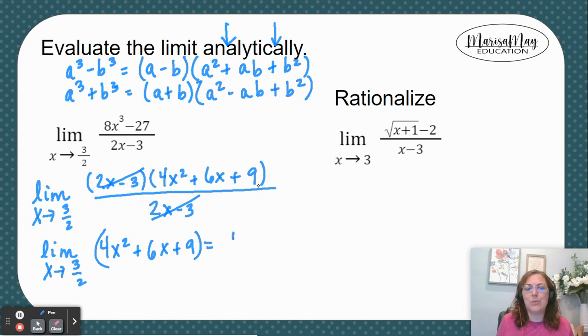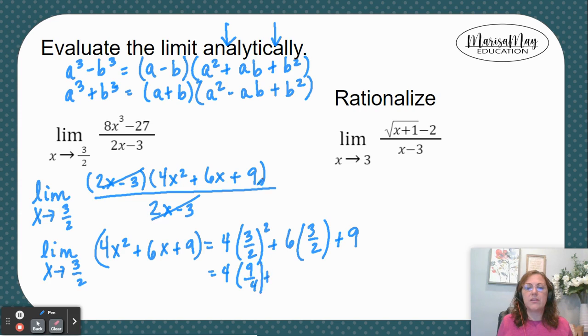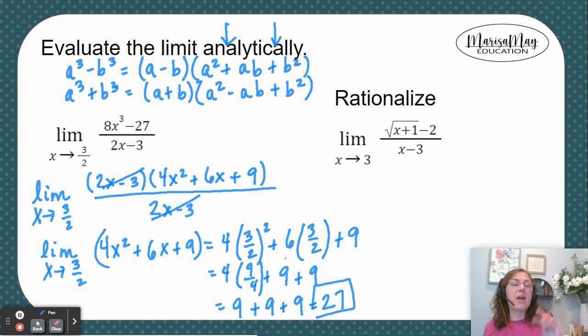Now I can substitute. So I'm going to substitute the 3/2 in for x. And I'll need to do a little bit of simplifying. So think about the 3/2 squared being 9/4. And it looks like I've got 9 plus 9 plus 9, and that is 27. So that limit gives me 27. But I bring this one up because of that sum and difference of cubes. We see it happen a lot with limits, and we want to remind you of that pattern.